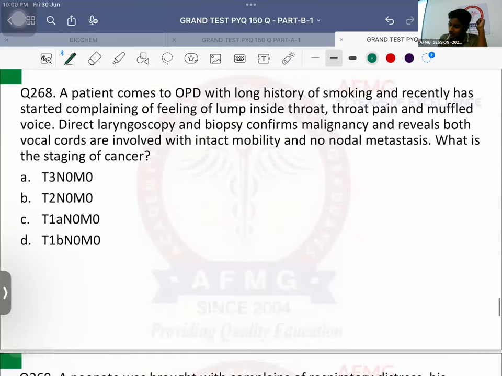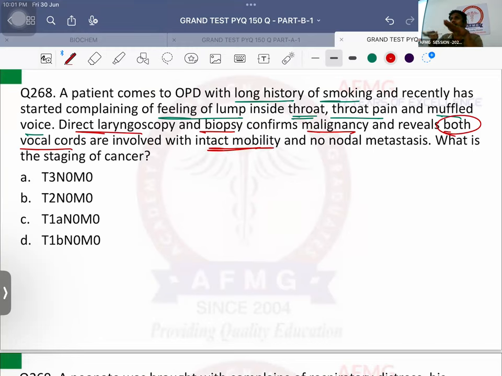268. A patient comes to the OPD with a long history of smoking and recently has started complaining of a feeling of lump inside the throat, throat pain and muffled voice. Direct laryngoscopy and biopsy confirms malignancy and reveals that both the vocal cords are involved with intact mobility. But are the vocal cords still moving or not? Yes, they can still move. Okay, no nodal metastasis. What is the staging of cancer?